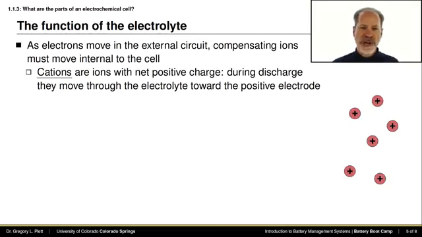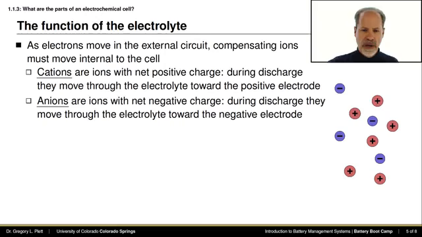An ion with a net positive charge is called a cation, and during discharge of the battery cell, cations move through the electrolyte from the region of the negative electrode towards the region of the positive electrode. Similarly, negatively charged ions are called anions, and during the discharge process, anions move through the electrolyte from the region of the positive electrode towards the region of the negative electrode.